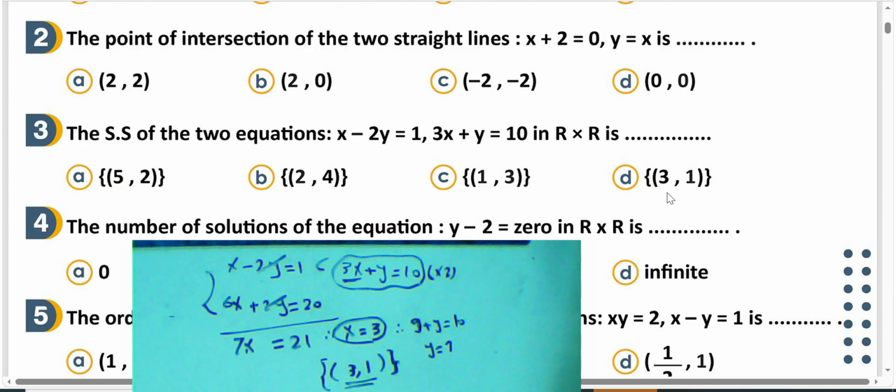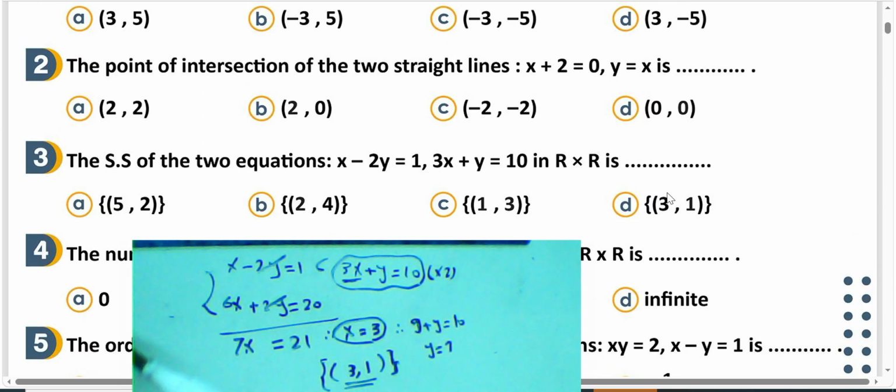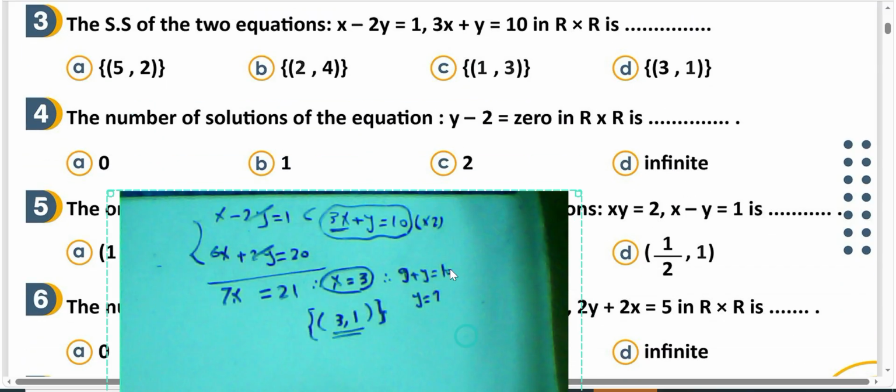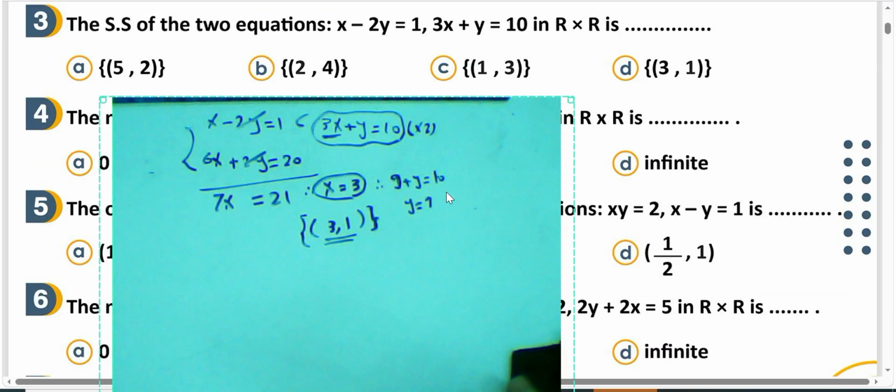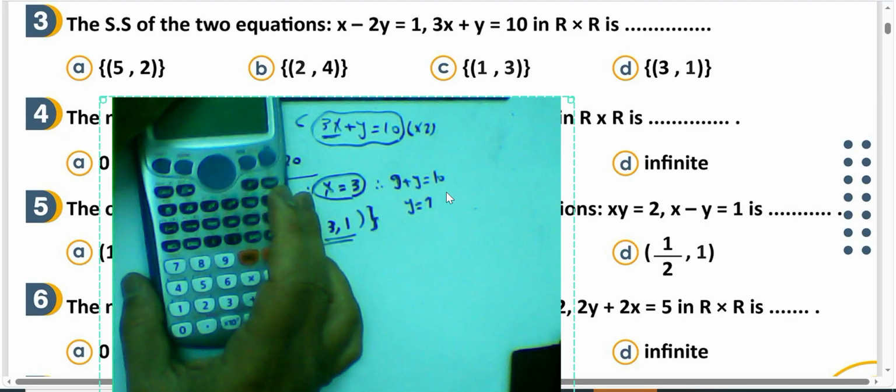Okay, I will explain how to find the answer in this question by using a calculator. You can solve this question also by using a calculator, like this. Now I will explain how to find the solution by using a calculator. Okay, my students, pay attention with me to the steps. You can use the calculator like this.